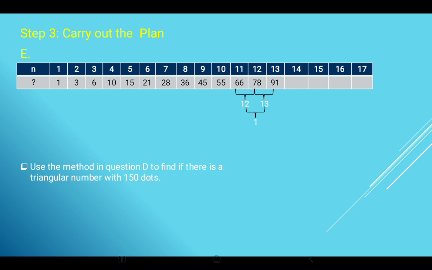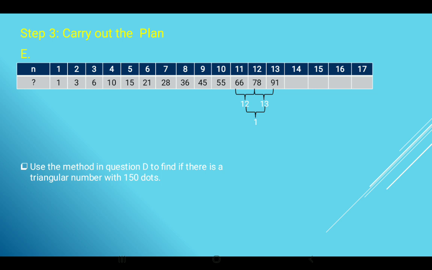Letter E. Use the method in question D to find out if there is a triangular number with 150 dots. Kung kanina meron daw 91 dots at yun yung pang 13th term, hanapin naman daw natin kung merong 150 dots sa triangular number.